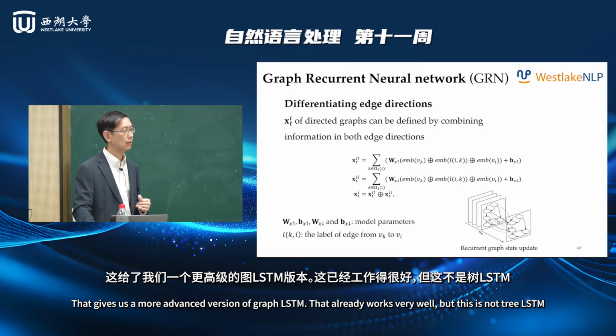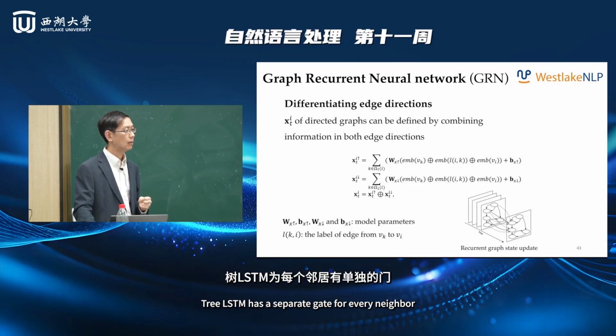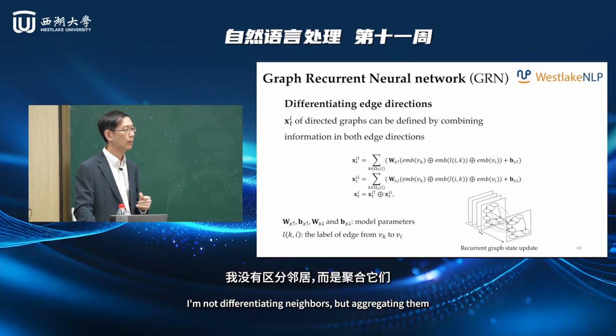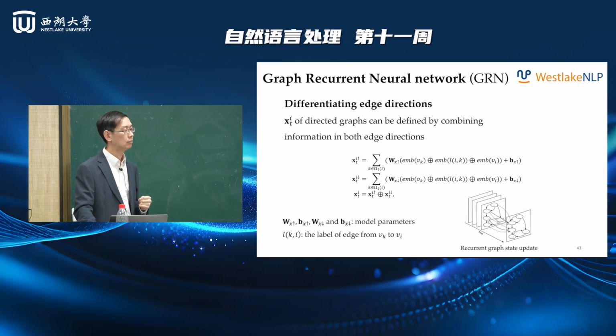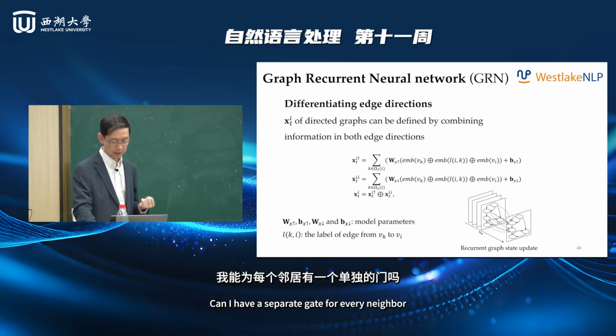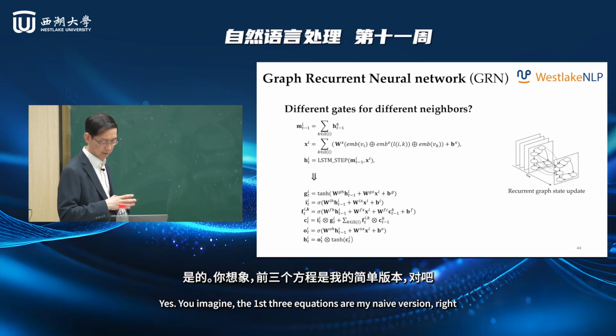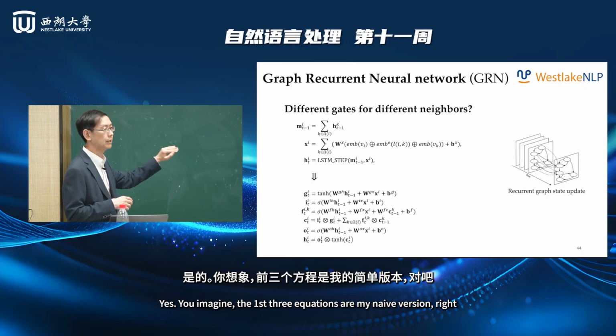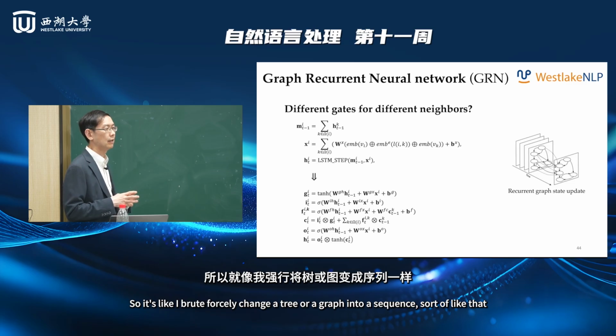But this is not tree LSTM, right? Tree LSTM has a separate gate for every neighbor. Now I'm doing the naive thing. I'm not differentiating neighbors, but aggregating them. Can I have a separate cell for every neighbor? Yes, you imagine. The first three equations are my naive version, right? So it's like I brute forcefully change a tree or a graph into a sequence, sort of like that.